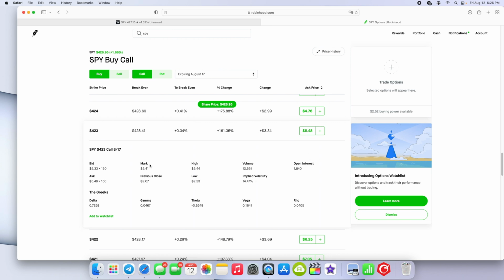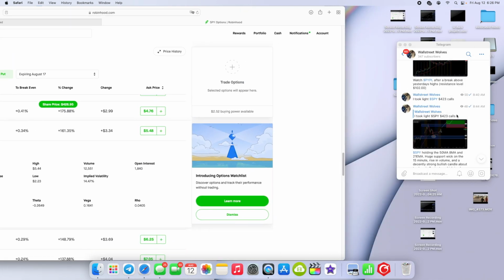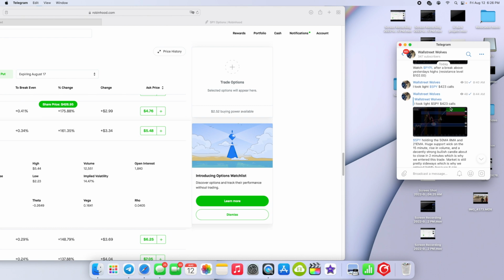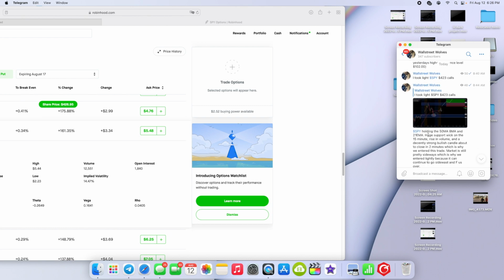That's what options trading is. You buy 100 contracts of the specific stock that you're trading. So for instance, this is $5.48 for this contract. For one contract, you'd have to have $548 to trade with just to buy one contract of the $423 strike price that we called out right here. And we're gonna scroll down. Now I'm gonna explain to you something about the charts when we talk about that.